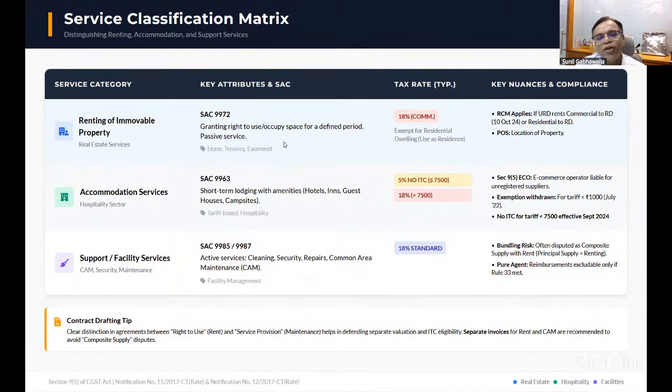But if it is only for 10 days or 15 days, or maybe something like a hotel, that would not fit within this. That goes in the second basket of discussion, which is the accommodation services. That becomes very important because in accommodation services, there is a short-term stay along with various amenities, including the electricity, the maintenance of the premises, and many other factors.